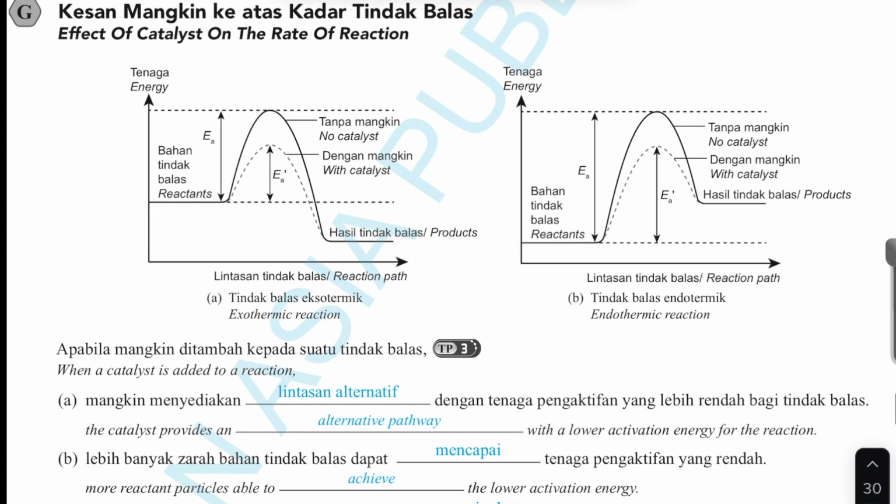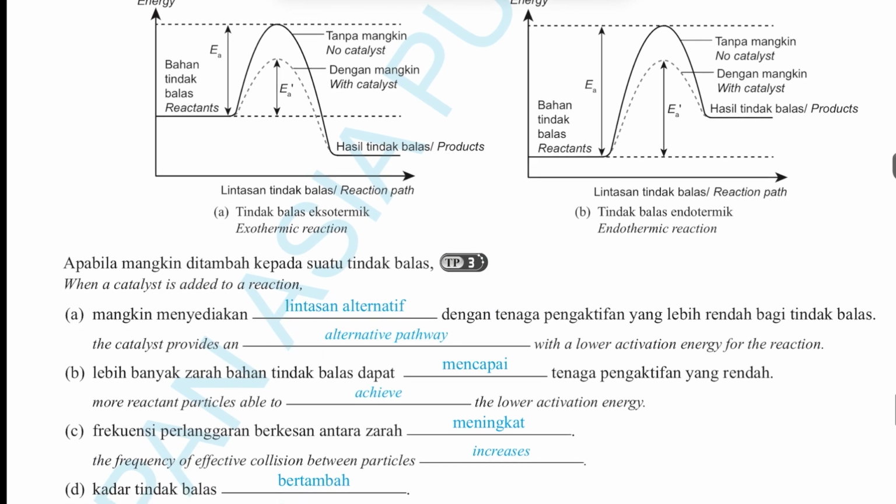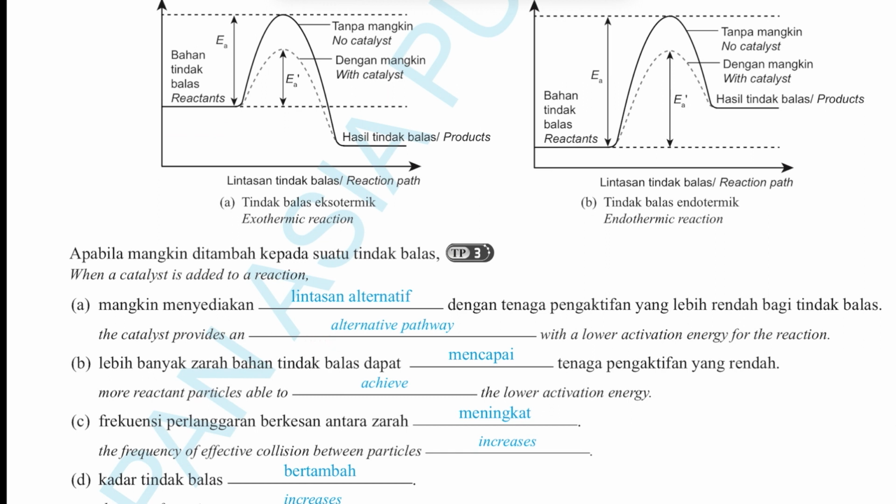Effect of catalyst on the rate of reaction. Okay, when a catalyst is added to a reaction, the catalyst provides an alternative pathway with a lower activation energy for the reaction. More reactant particles able to achieve the lower activation energy. The frequency of effective collision between particles increases. The rate of reaction increases.